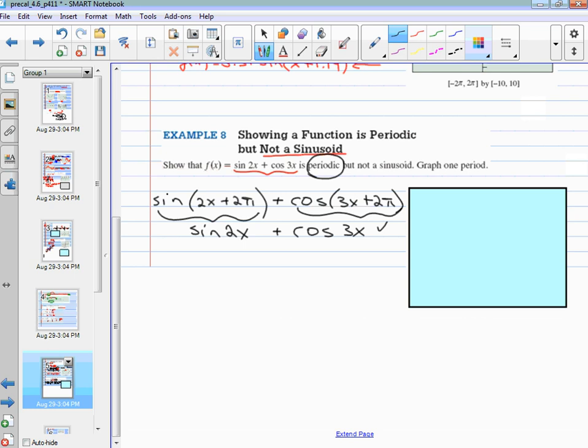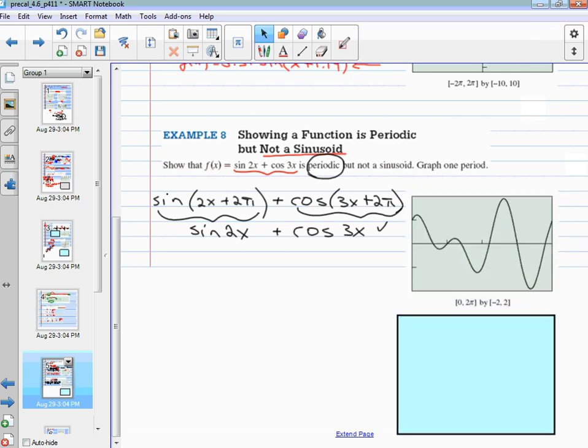Is its period 2 pi? I don't know. If we graph it out, this one happens to be this shape. I ended at the same height I began right over there. It happens to be a period of 2 pi.